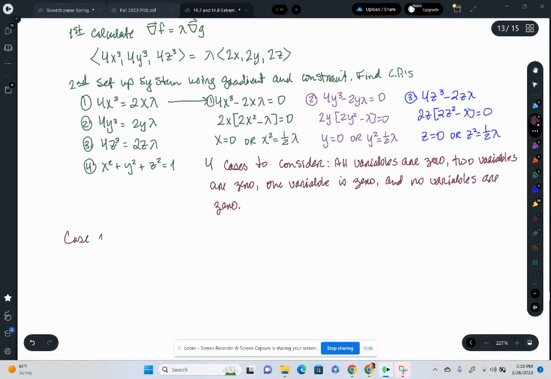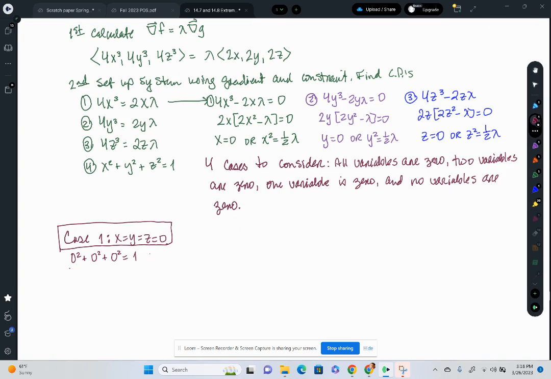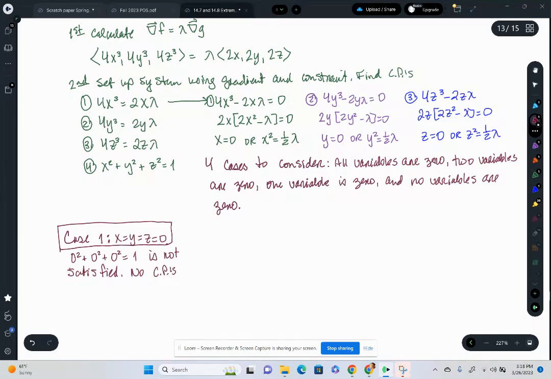Case 1 is the simplest case. In case 1, we're going to write this as x equals y equals z equals 0. So in this case, if we substitute this into the fourth equation, we get 0 squared plus 0 squared plus 0 squared equals 1. It's not possible, so this is not satisfied. So we get no critical points from this case.